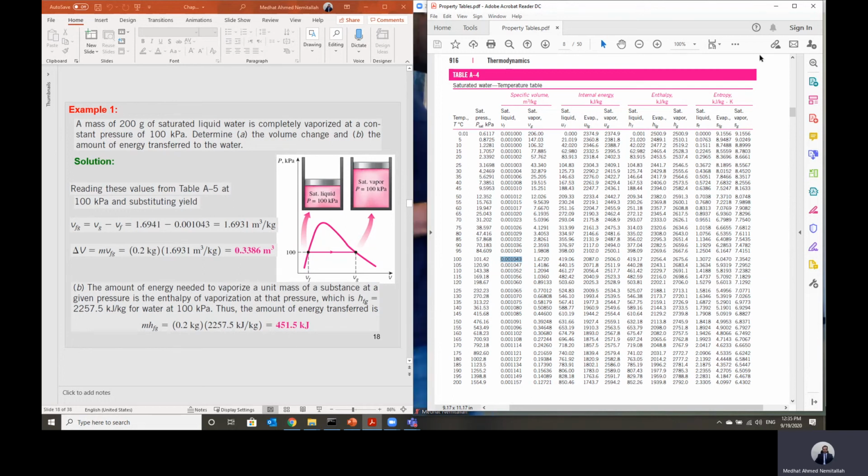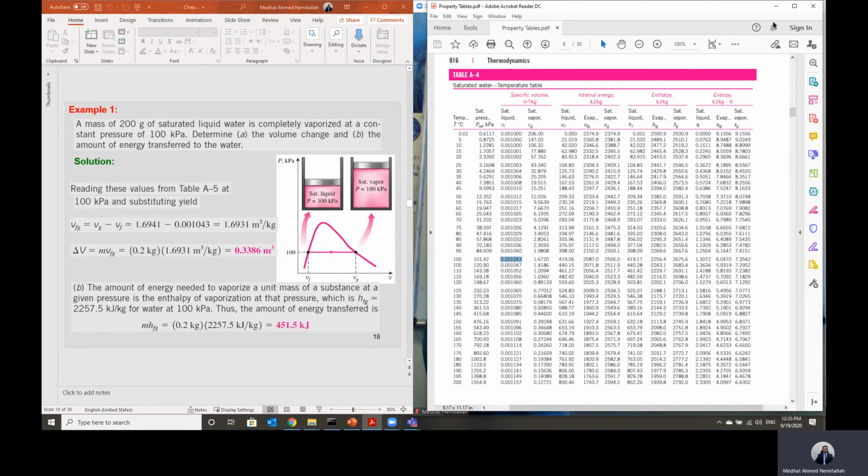But what about the specific volume V2 at point number two? This is point number one. At point number two, P2 is 100 kilopascal, so this is the pressure. P2 is the same 100 kilopascal, and the quality of the mixture X2 is equal to 1 in this case.